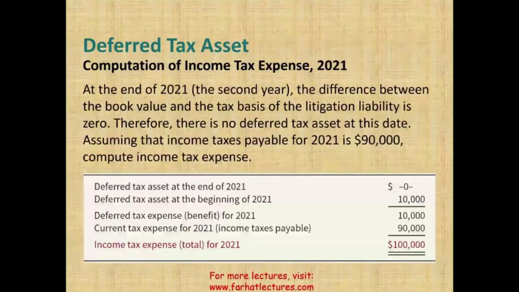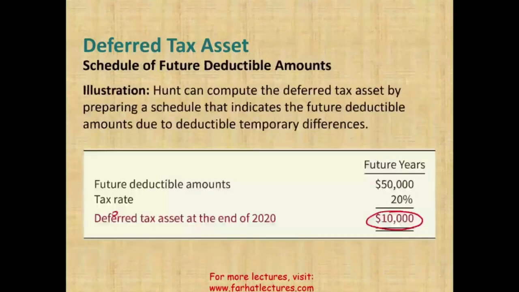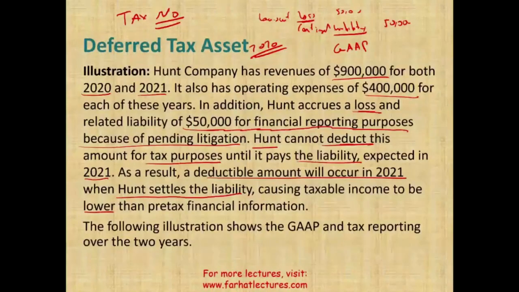Okay. Now in 2021, when it actually reversed, what's going to happen is this. Remember I had 10,000 at the beginning of the year. When it reverses, I'm going to reduce that 10,000 down to 0. Therefore, DTA will go down. Let's see how it works.